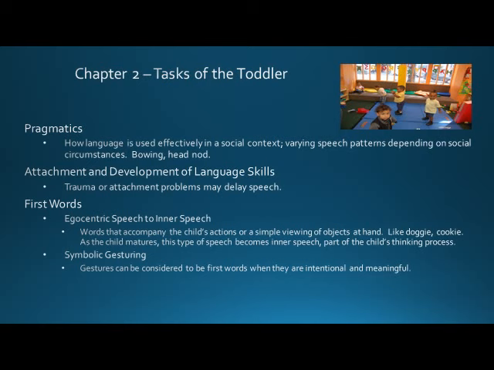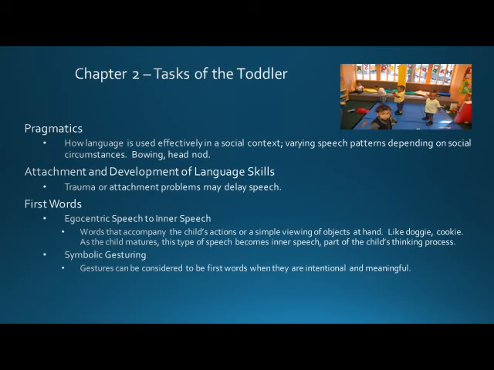This would also include nonverbal types of signals that we use in terms of communication. So for example, bowing or nodding your head, kissing somebody on one cheek and then the other cheek. All of those things are forms of pragmatic communication that relate to how we use language effectively in our social context. We also have some other things that we think about.